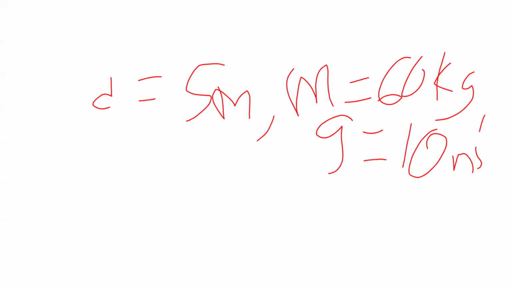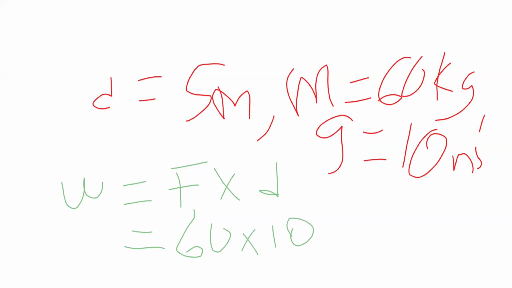Now, we are going to first note that for us to get work done, we get it from force or weight times distance. The weight is 60 times the acceleration due to gravity, which is 10. Then our distance will be times 5. So if you calculate, you'll be having 600 times 5, which will give us 3,000, and 3,000 is going to be in joules.